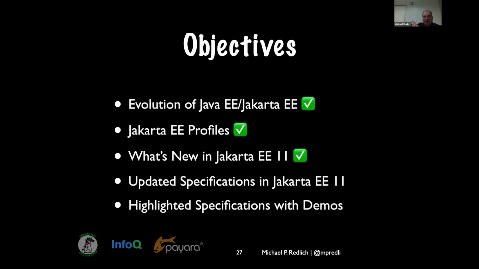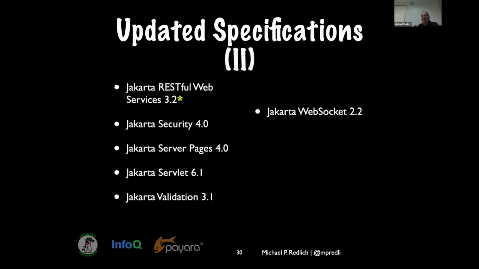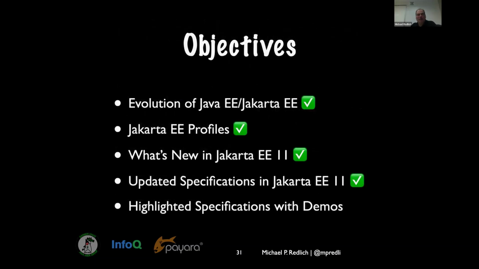All right, so we did that. Updated specs. All right, so all of these are getting updated. Jakarta Faces, with the asterisk, was supposed to be 5, but the committers on that felt they didn't have enough for a 5, so they were just going to do a 4.1. And I had the same thing for RESTful web services, but I have to update these slides and say it's going to be a 4.0 now. All right, that was pretty simple.